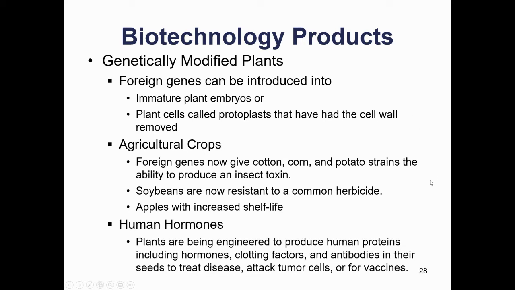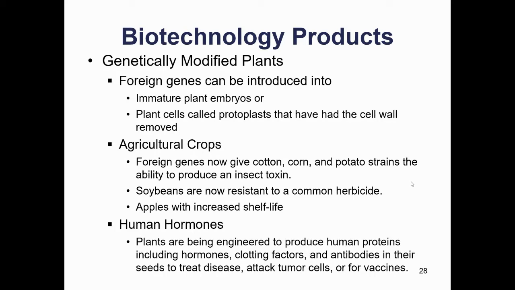Some other biotechnology products, genetically modified plants, can introduce foreign genes into plants and then use those to give the plants the ability to produce an insect toxin so that insects don't harm them. They kill the insects before they do. Resistance to common herbicides and to increase shelf life. For example, in apples, by eliminating the gene for browning.